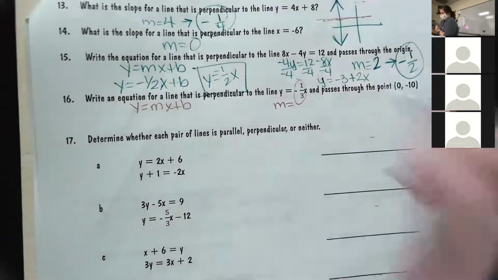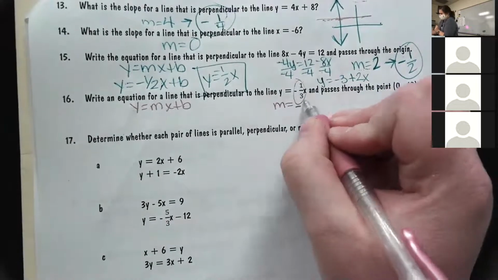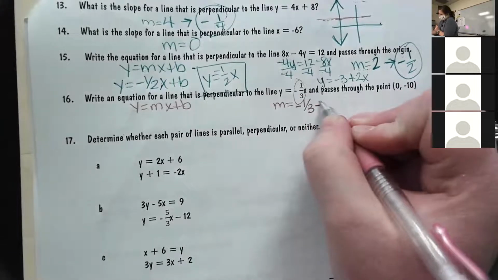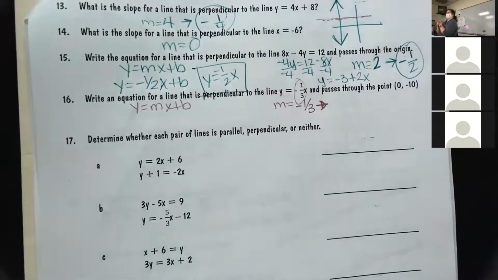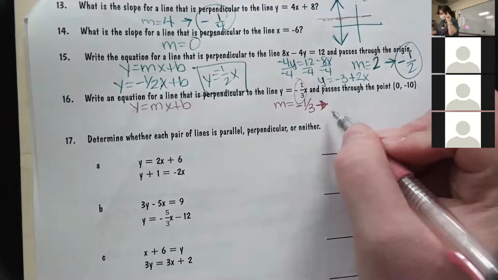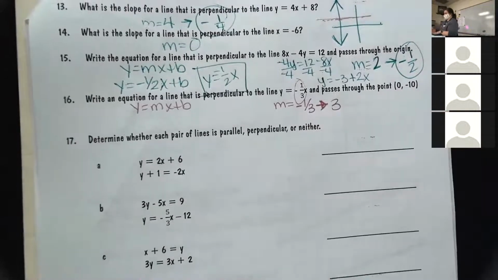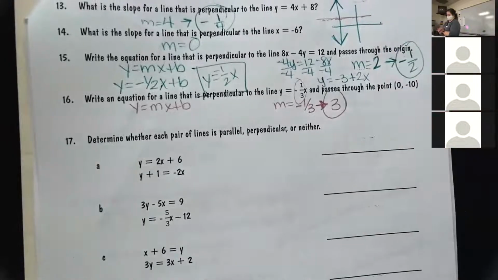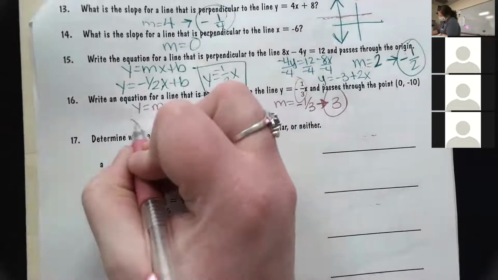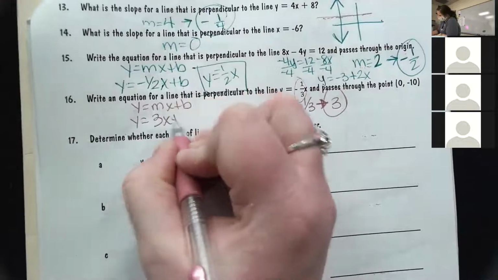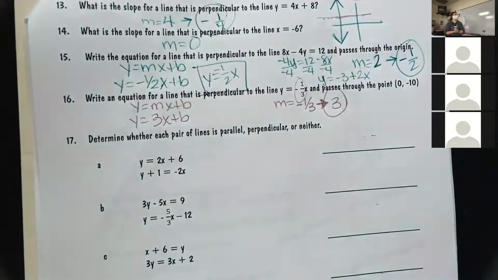What's my m here? -1/3. So I need to do opposite reciprocal. So what's going to happen to that? It's going to flip, which is 3, and turn positive. So a +3. Woohoo! That's my m. Y equals 3x plus b. Oh, shucks. Now I'm stuck again.